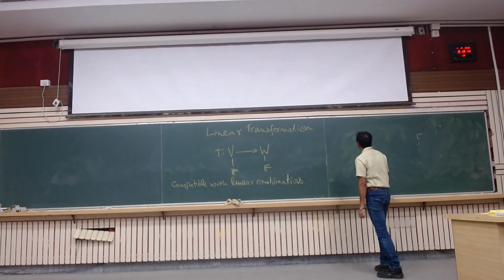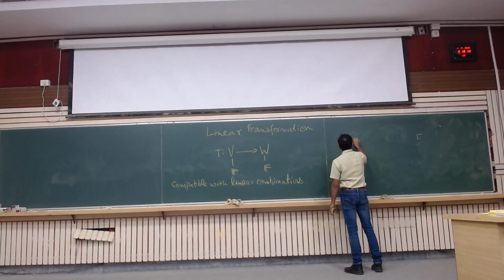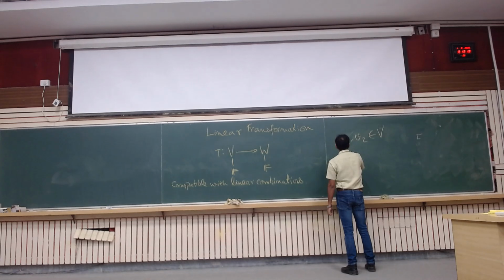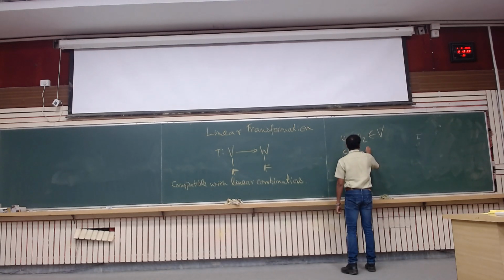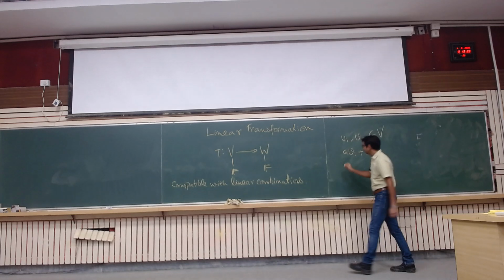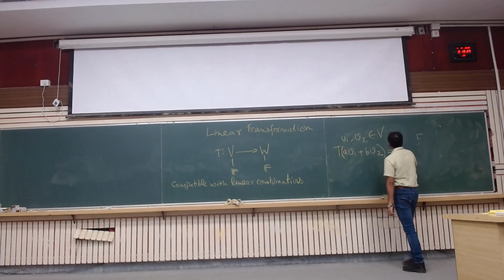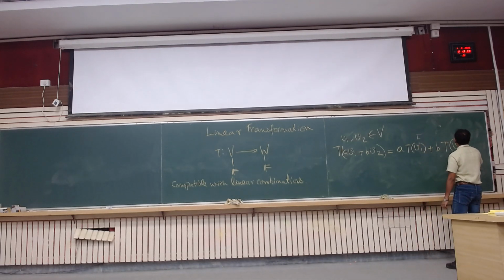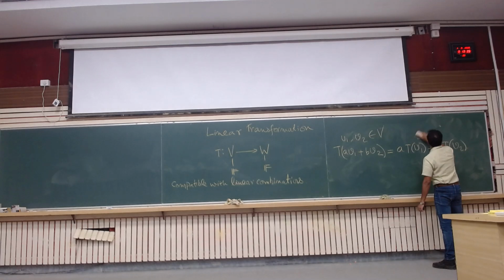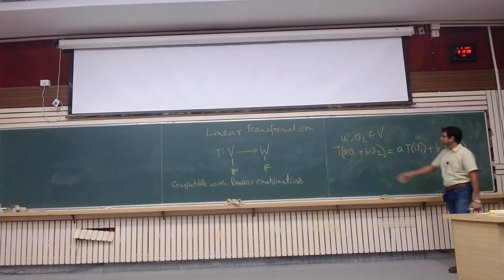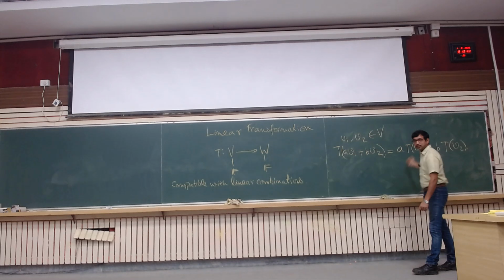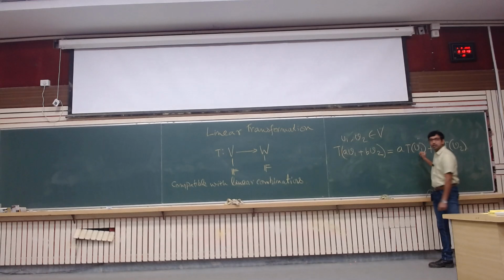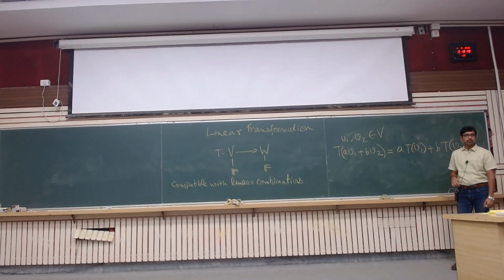What does it mean? Suppose you take two vectors v1 and v2 both in V, and suppose you consider this linear combination of v1 and v2, apply T on this and you get A T v1 plus B T v2. So that's it. Put A equal to 1, B equal to 1, you get that it is compatible with addition. Put just B equal to 0, then you get T of A v1 is just A times T of v1. That means it is compatible with scalar multiplication.